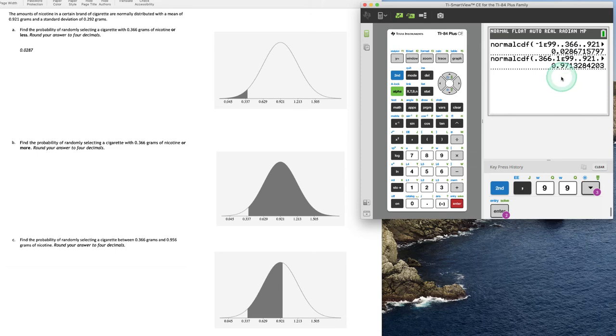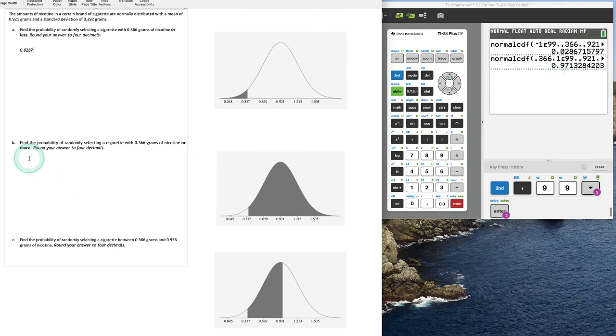And then we'll paste, and we get 0.9713. So about a 97% chance you're going to randomly select a cigarette with 0.366 grams of nicotine or more.